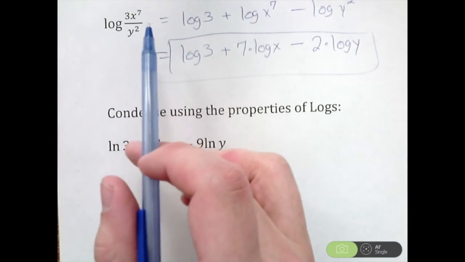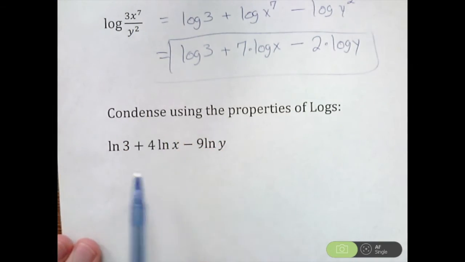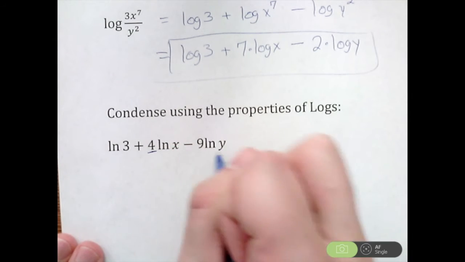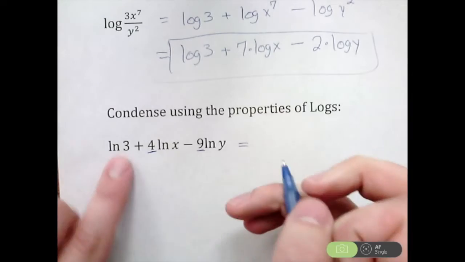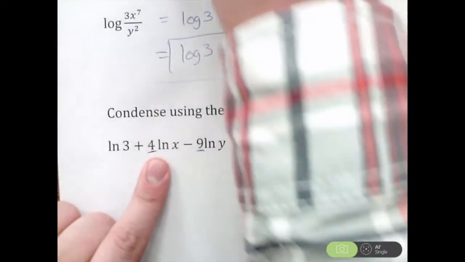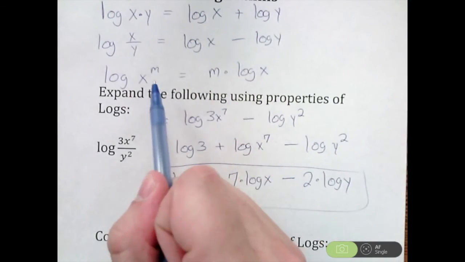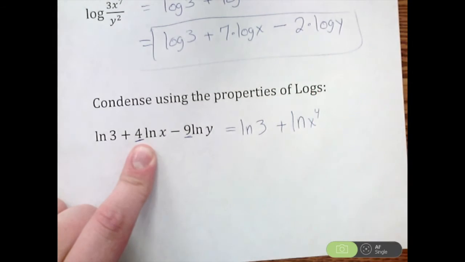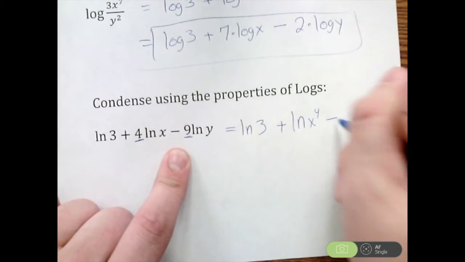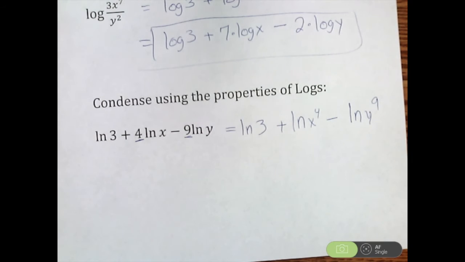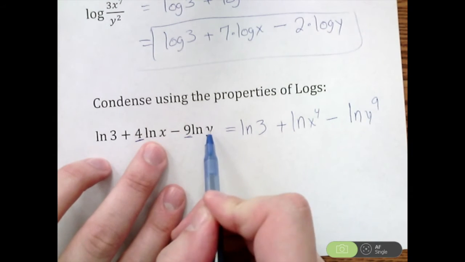You notice I did the division property, the multiplication property, then the exponents. I'm going to work exponents backwards. So I'm going to look through and see, do I have any exponents? I'm looking for numbers in front of my log. So I have this 4 in front and a 9 in front. Natural log of 3 is going to be left alone. But remember, when you have that number in front, that's the same as an exponent. So if I have a 4 in front, that becomes natural log of x to the 4th. Still have this minus sign. I have that 9 in front. That's going to become natural log of y to the 9th. So I brought those exponents up.